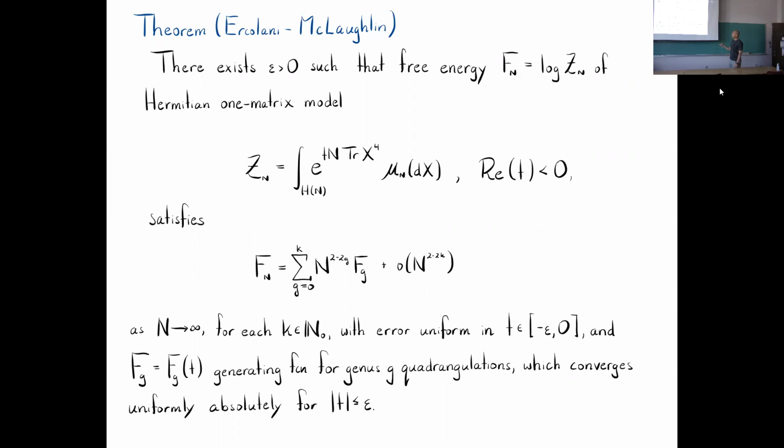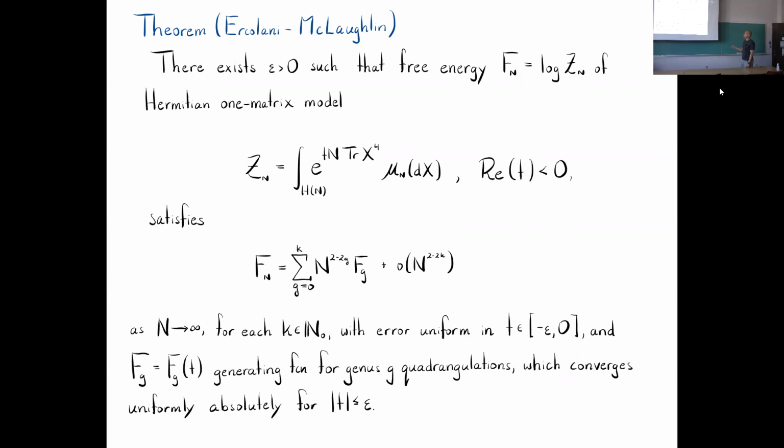If this isn't too big, so first of all, this is convergent for real part of t less than 0. In particular for t a negative real number. Then this actually is true analytically. So the free energy Fn expands to any number of terms you want with a negligible error. And these F_g, these genus g free energies you're getting, are actually analytic functions of this t.